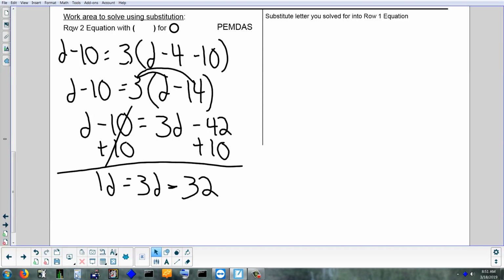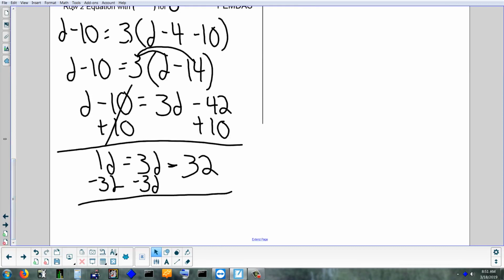What do you think, Mary? You can move the 3D over to the other side. How do I do that? Minus 3D, minus 3D. I'm going to end up getting a negative 2D here, equals negative 32. All right? Brady, last step. Division. You know what I'm going to divide by? Ellie? Divide by negative 2.